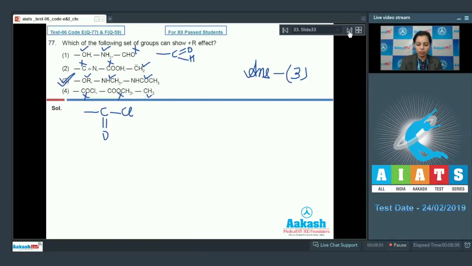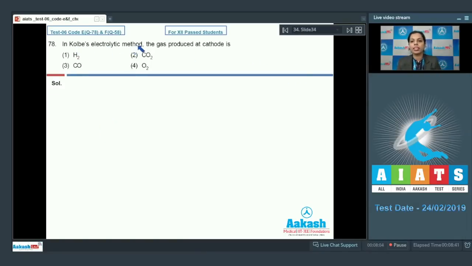Let's take the next question. In Kolbe's electrolytic method, the gas produced at the cathode is. During Kolbe's electrolytic method, there is the release of H plus ions. Those get reduced at the cathode to evolve hydrogen gas. And that's why the correct answer becomes option 1 for question number 78. After that, there is another question.